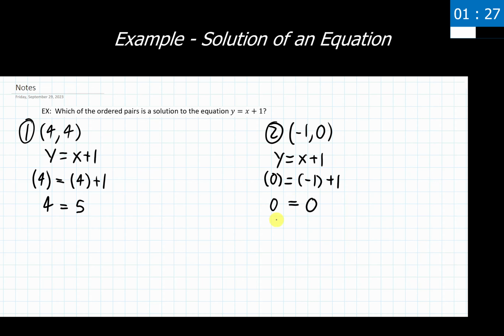And once we get down to this step where we have a number equals a number, now we can go and see for ourselves which of these things is or is not a solution. Well, when we have something weird like this showing up, 4 equals 5, this is clearly a false statement. That means that the point (4, 4) is not a solution. We can go ahead and write that in as our answer.